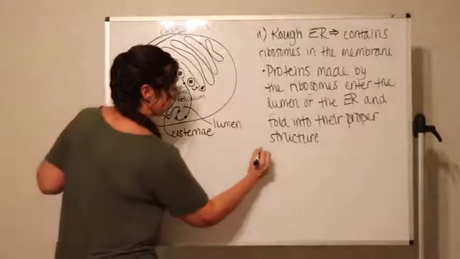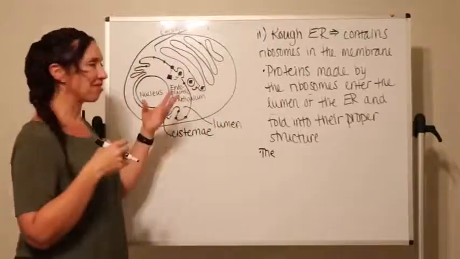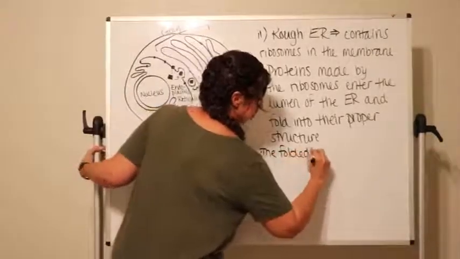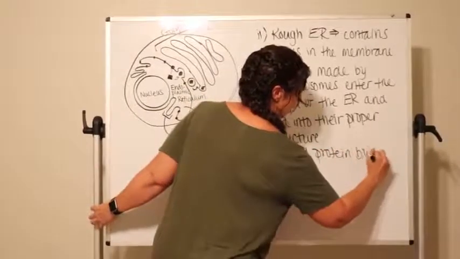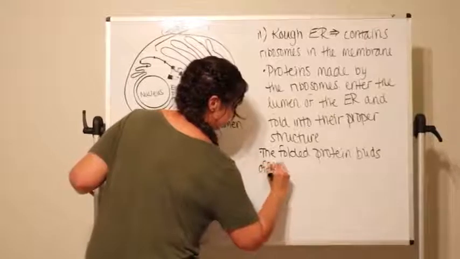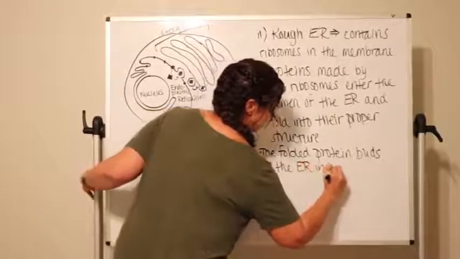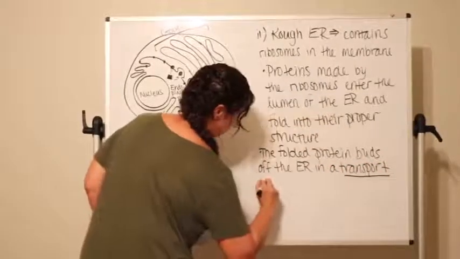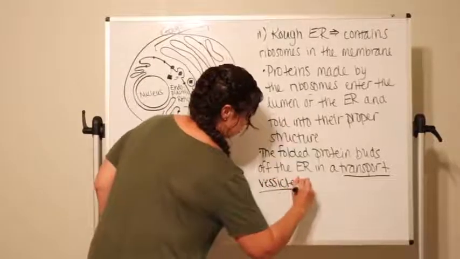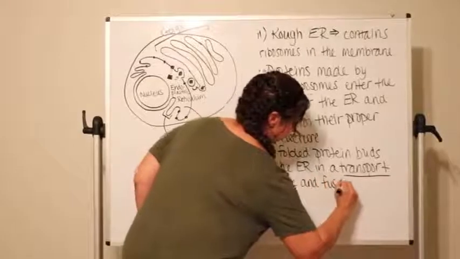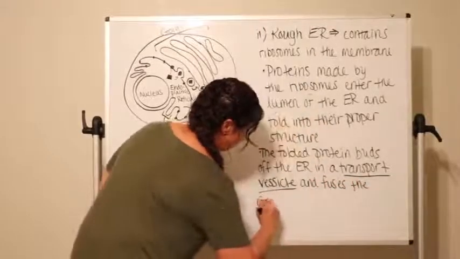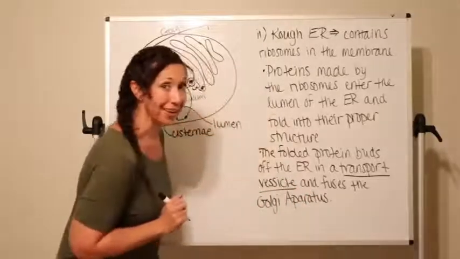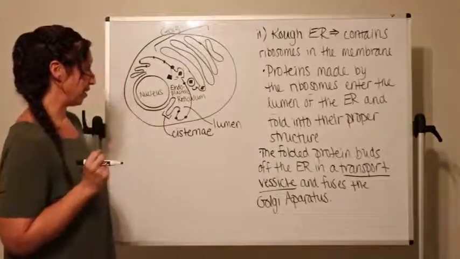So for the rough ER, the folded protein, and oftentimes it gets sugars attached to it, buds off the ER in a transport vesicle and fuses with the Golgi apparatus. Now we're going to talk about the Golgi apparatus. That's our next organelle in line. But that's it for the ER.